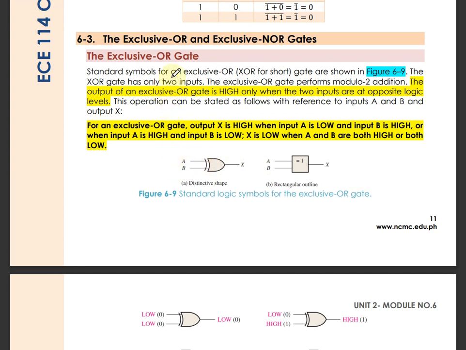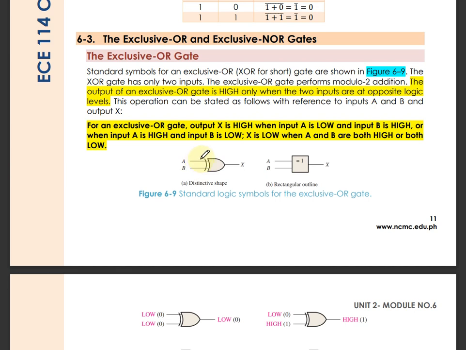So the standard symbol for an exclusive OR, that is XOR for short, is shown in this figure. So basically, it is just an OR gate, no? Mao man ang OR gate. Dayon, nadungagan lang siya ani nga curve, no? Or kani nga line, no? Para lang ma-distinguish nato kung between sa OR gate and sa tong XOR nga gate.